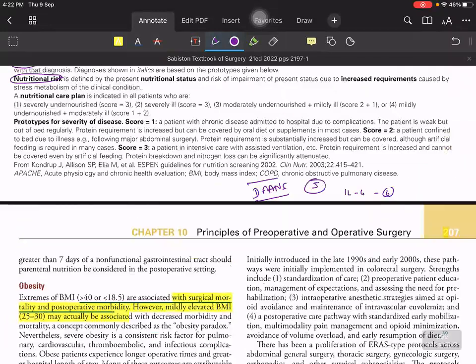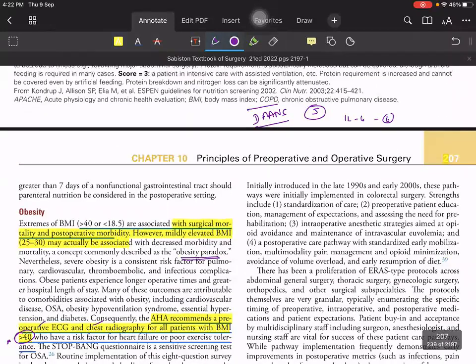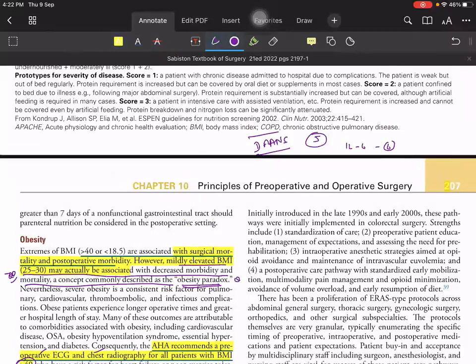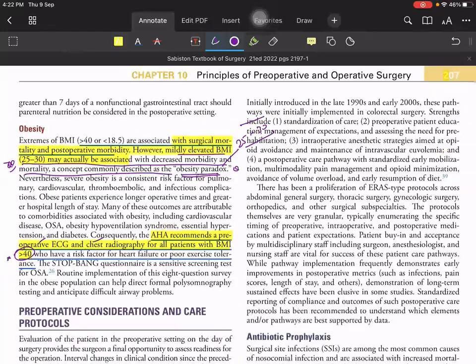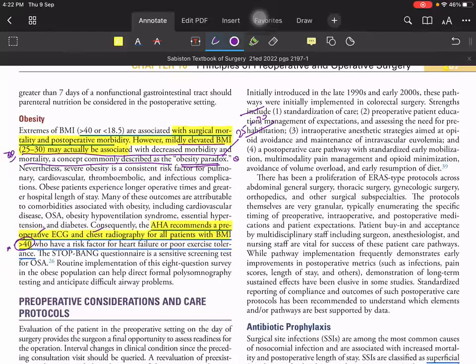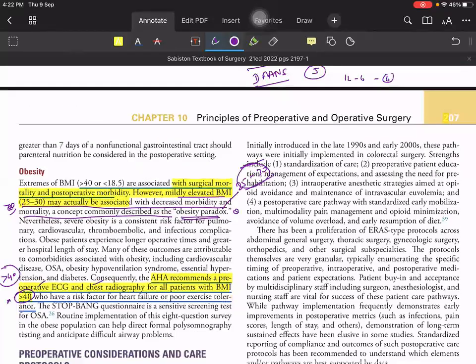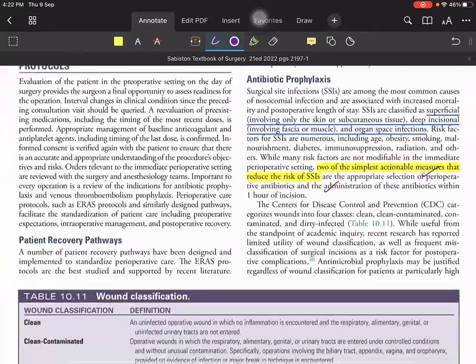What is the obesity paradox? That is very important. A mildly elevated BMI of 25 to 30 may actually be associated with decreased morbidity and mortality, a concept commonly considered the obesity paradox. Even though they are overweight, they have decreased morbidity. So the obesity paradox is 25 to 30. And the AHA BMI criteria for other investigations is more than 40. All are terms, and you have to remember and read them again.